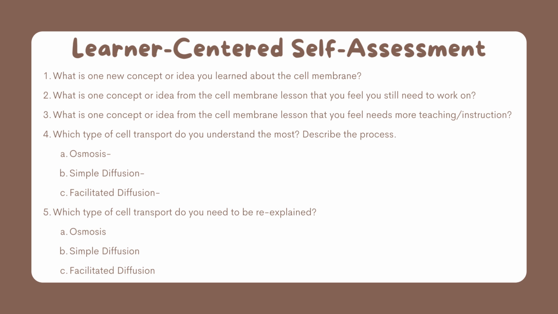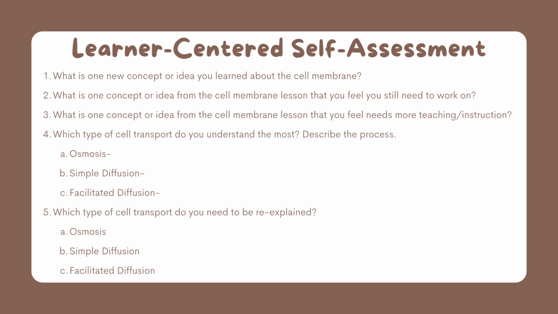Here are the questions for the learner-centered self-assessment over cell transport. Number 1, ask students to identify something new that they've learned. The second question asks students to list something that they feel they still need work on. The third question asks them to list a concept they need more teaching or instruction on.